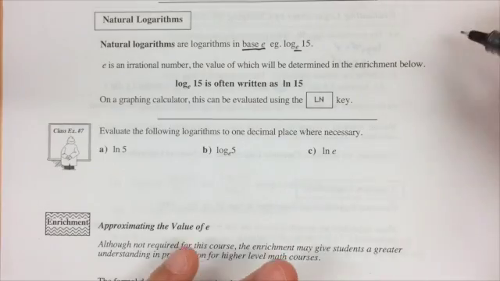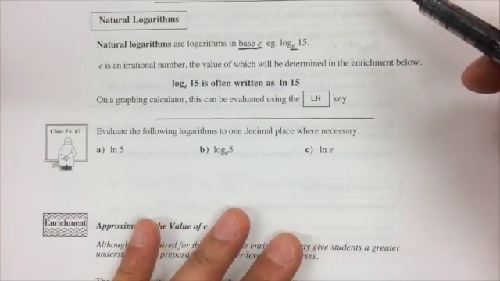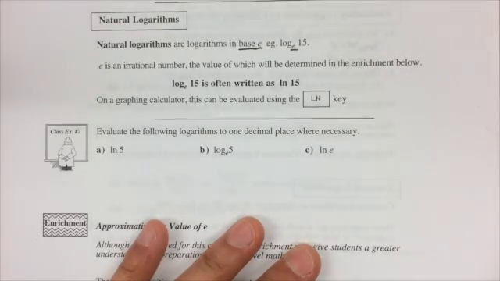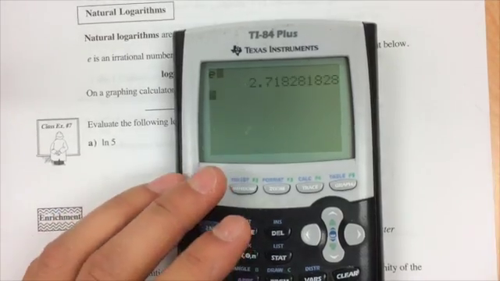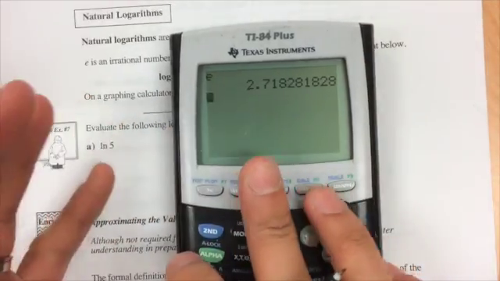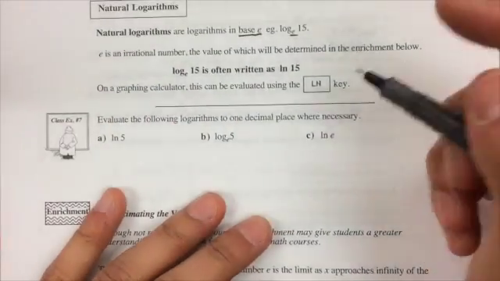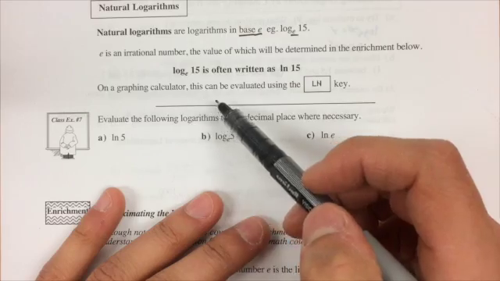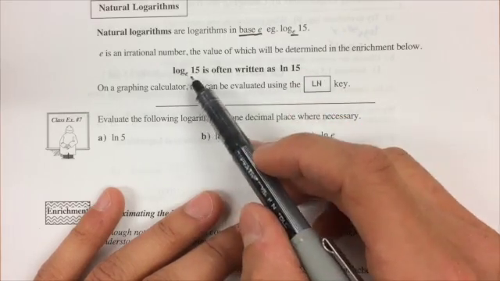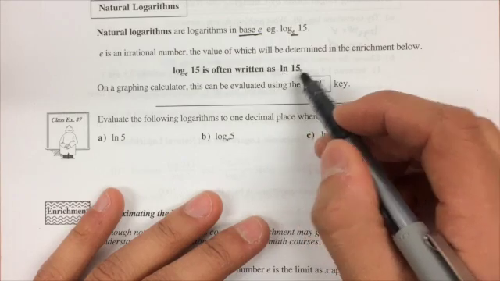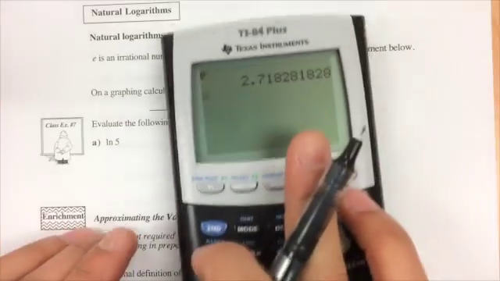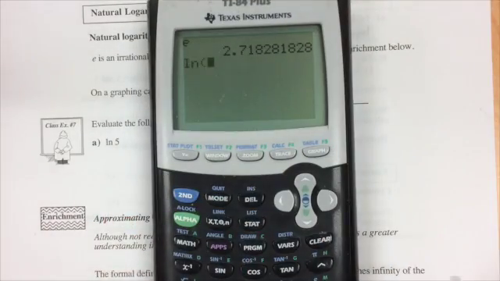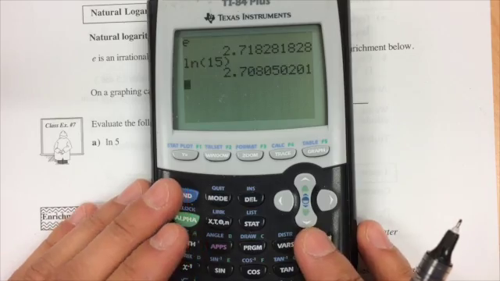e is an irrational number, like pi, for example. We can find the e button in our calculator, and it's an actual number: 2.718 if I round it to 3 decimal places. On a graphing calculator, we can evaluate log e 15 and write it as ln 15, the natural logarithm of 15, using our ln key. If I use the calculator, ln 15, I get 2.708.